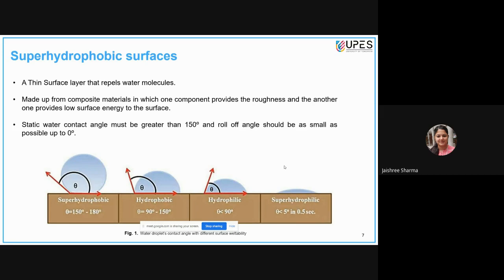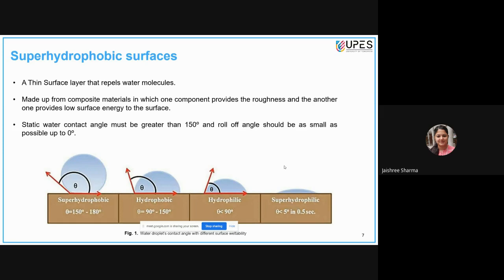Now let us discuss the important factors for attaining super hydrophobicity. The very first factor essential for super hydrophobic surfaces is low energy surface materials, and the other is micro and nano level roughness of the surface. If these two factors are sustained, only then can the surface be termed super hydrophobic. Now you can see here that the water contact angle should be greater than 150 degrees in the case of super hydrophobic surfaces, as in the schematic diagram.